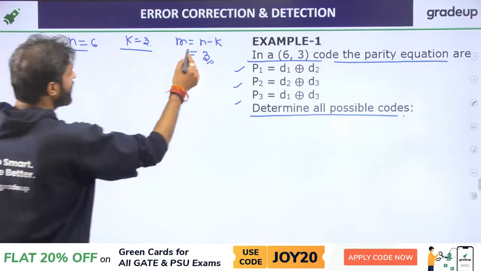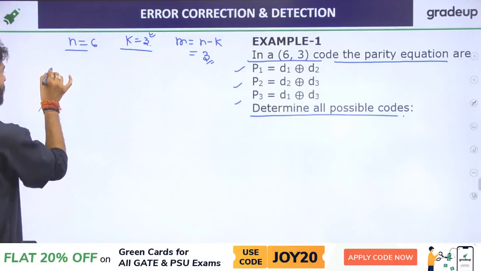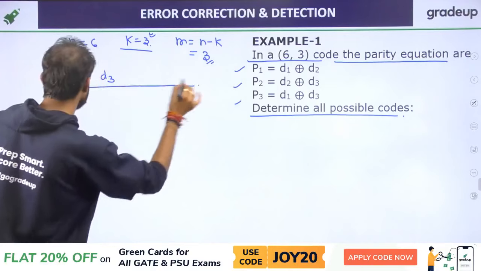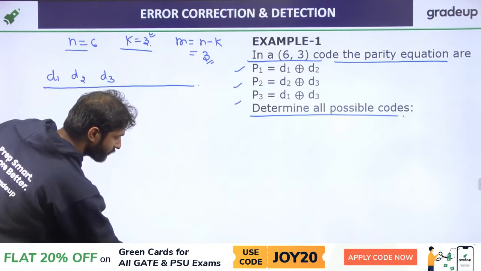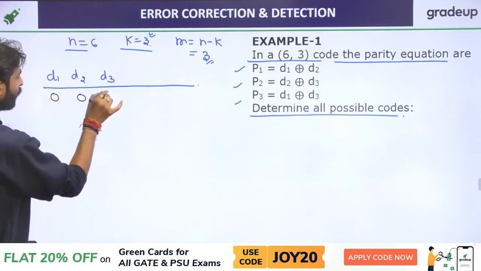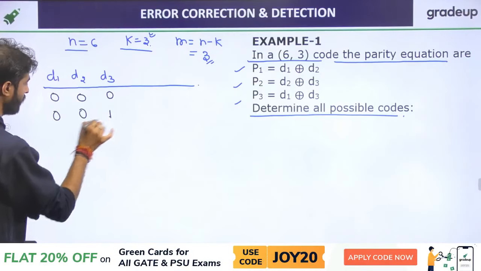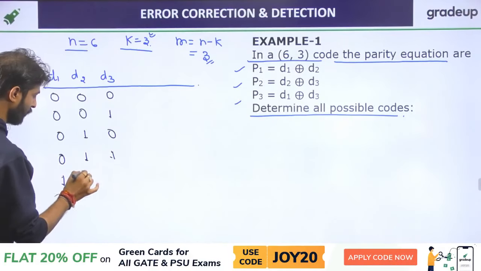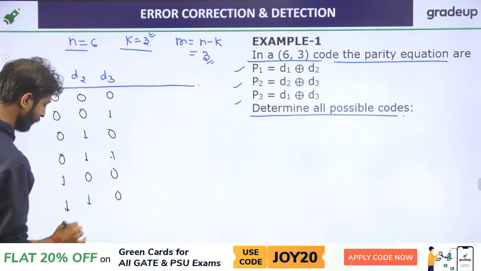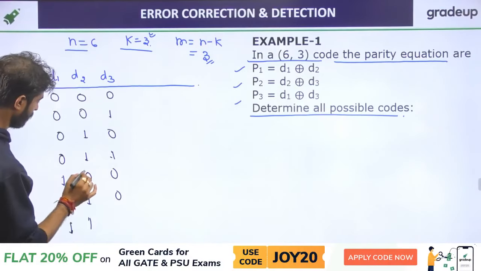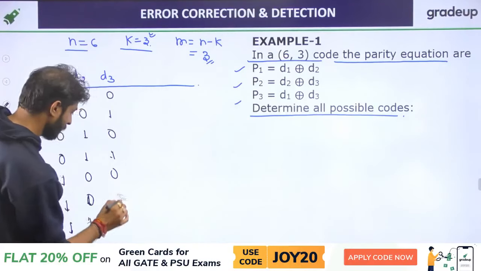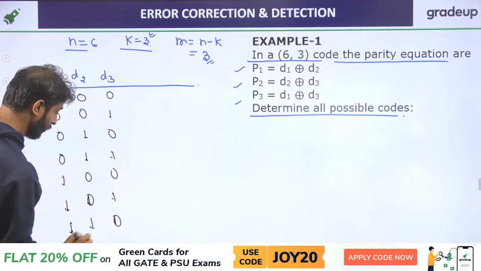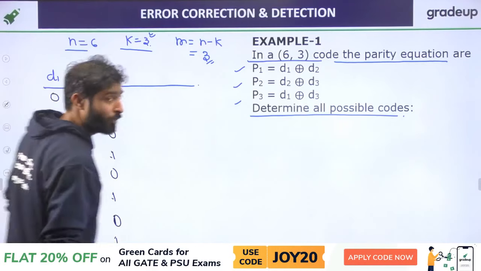Now with the 3 data bits, I'm writing the data bits D1, D2, D3. With 3 bits we can form 0 0 0, 0 0 1, 0 1 0, 0 1 1, 1 0 0, 1 0 1, 1 1 0, and the last one 1 1 1. So there will be 8 combinations.